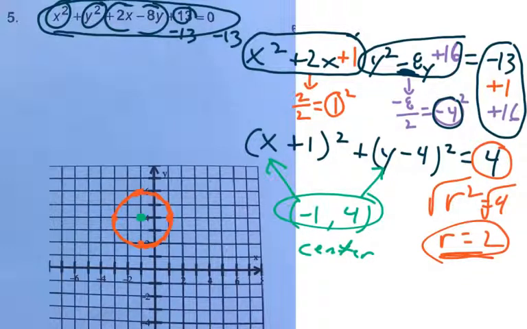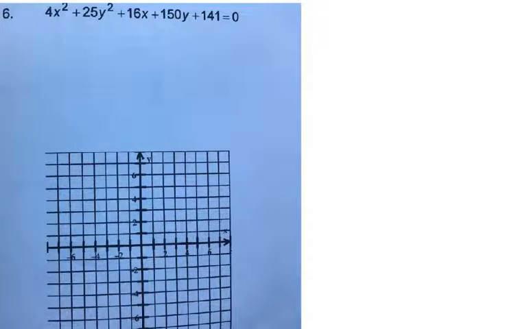Okay, so we just did a circle. Now, what about number 6? Notice how we have different numbers right here, guys. If the numbers are different, guys, then that generally means you have an ellipse. Okay, let's get down to it and look at the graph when we're done.